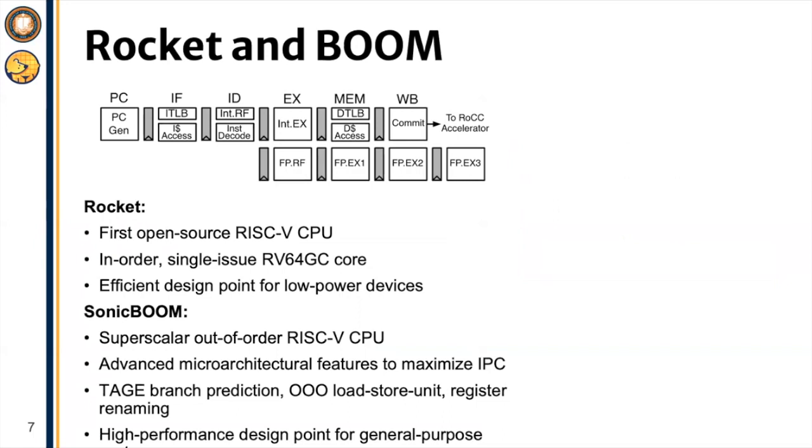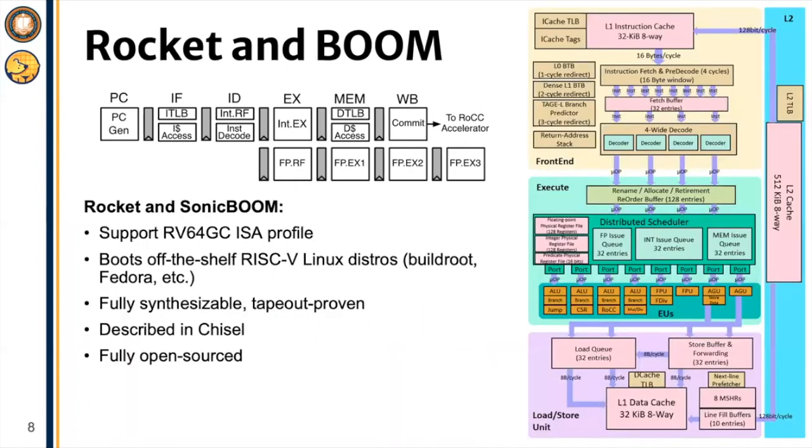On the other end of the design space, we have Sonic Boom, which has also been developed by Berkeley. It's a superscalar out-of-order RISC-V core containing many of the same advanced microarchitectural features you'll find in commercial high performance CPUs, like highly accurate TAGE branch prediction, out-of-order load store unit, out-of-order issue, register renaming, et cetera, et cetera. And this is really designed to be a high-performance design point for general-purpose applications.